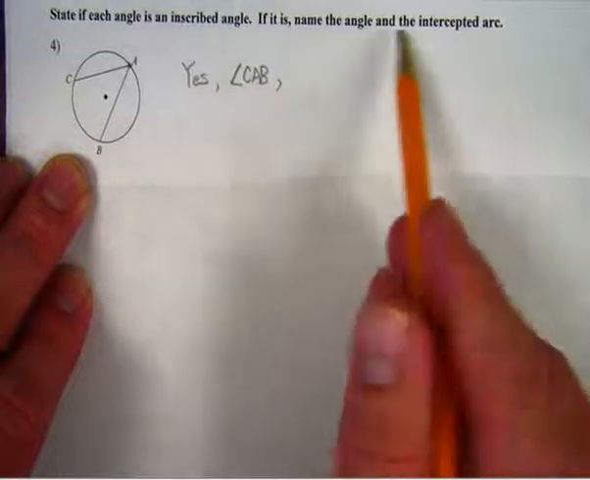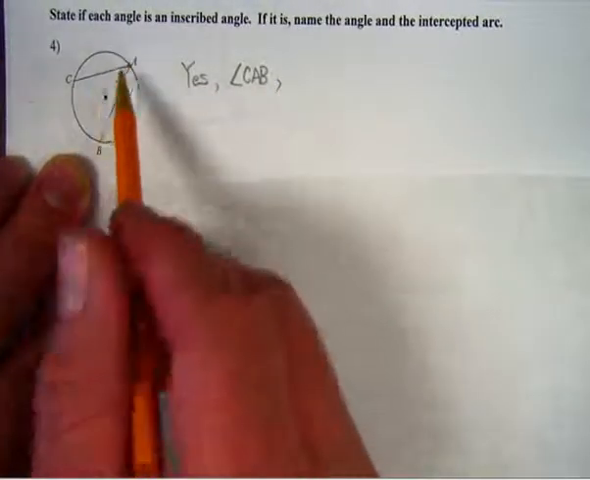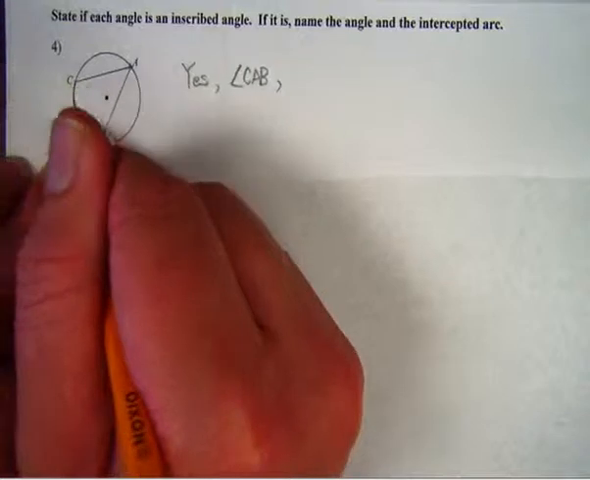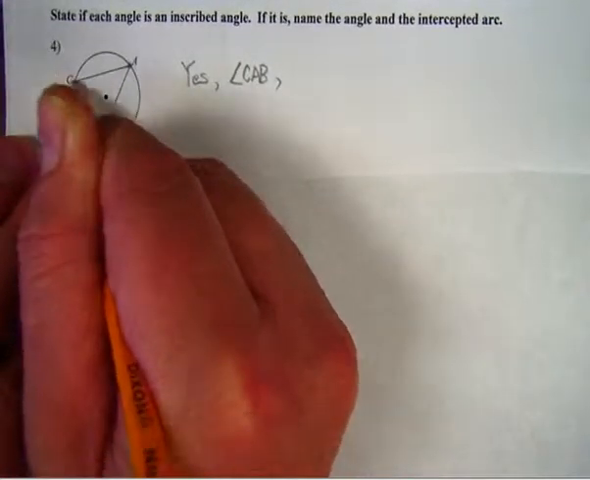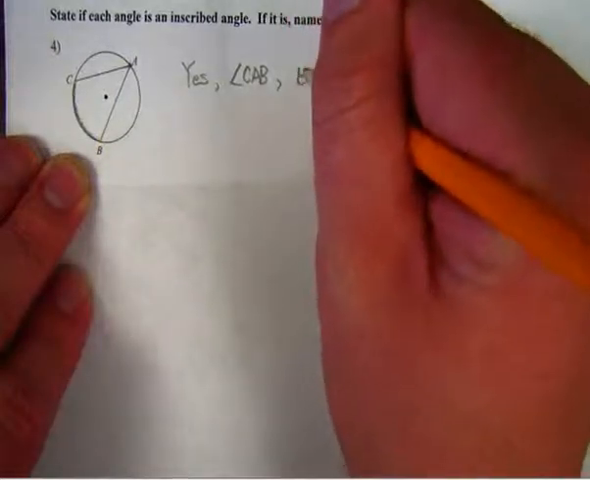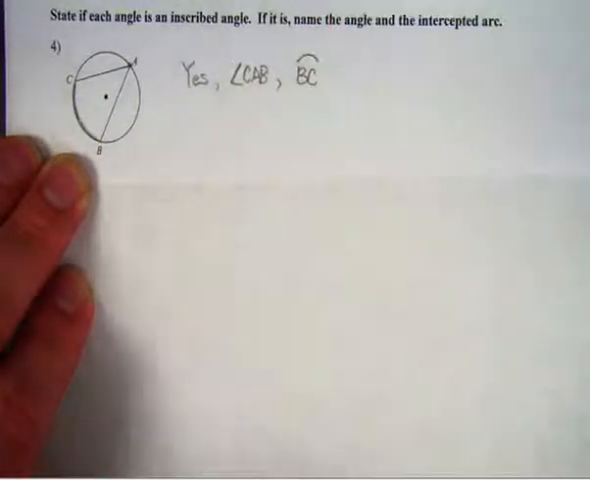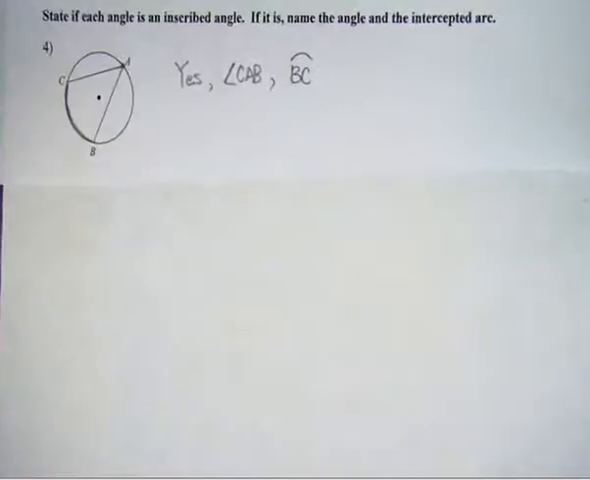And lastly, we're asked to name the intercepted arc. Well, the intercepted arc is the arc between the other 2 points that touch the circle, so that's that arc right there. So that arc would be named arc BC. You can also call it arc CB. Either one would work. So that's just something to set up to make sure that you know what an inscribed angle is and you know what is meant when you are asked for an intercepted arc.